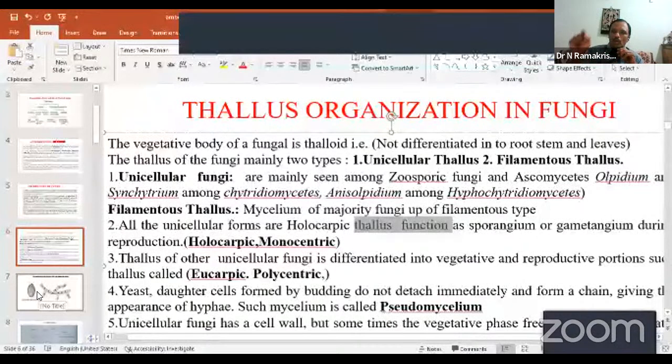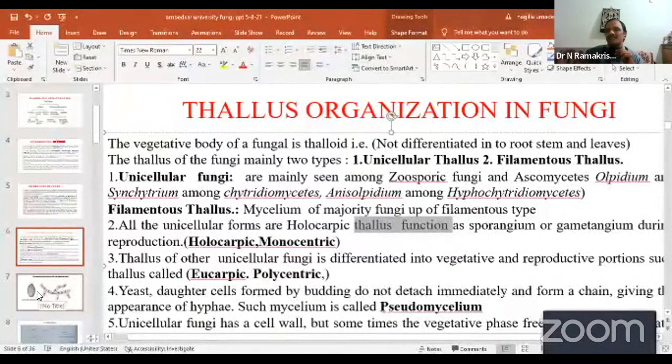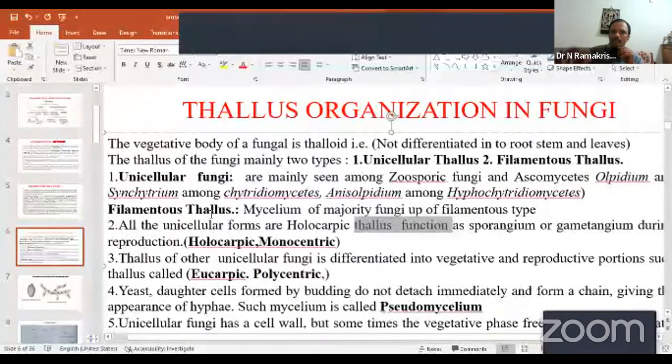What is the meaning of unicellular? Unicellular means just a round-like structure, where we see only one cell in the fungus. The second one is filamentous. Filamentous means a thread-like, long vegetative structure, which we call filamentous thallus. The unicellular fungi are mainly seen among the zoosporic fungi, which produce zoospores. Examples are in Ascomycetes, such as Synchytrium endobioticum, and Chytridiomycetes. We call these unicellular fungi. Yeast is also a unicellular fungus.